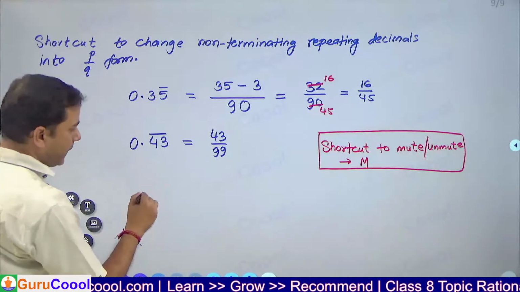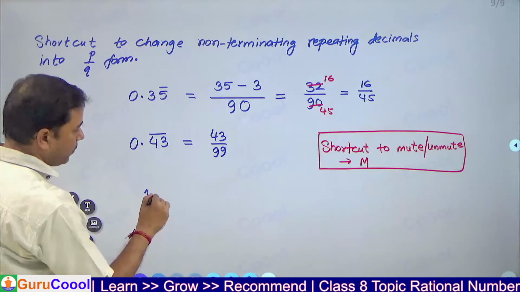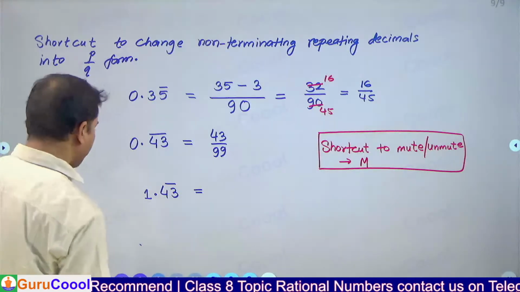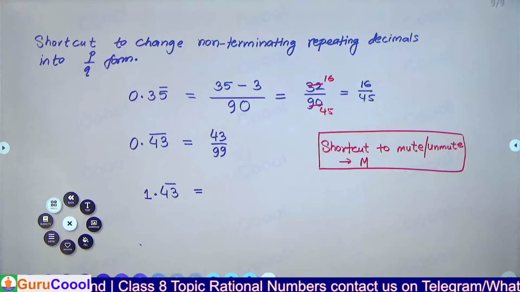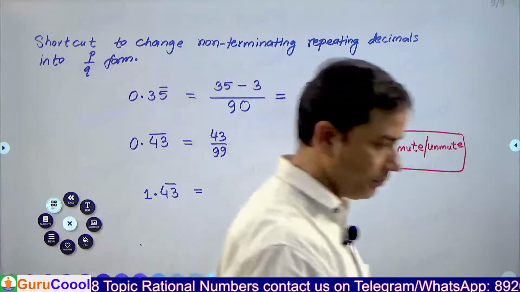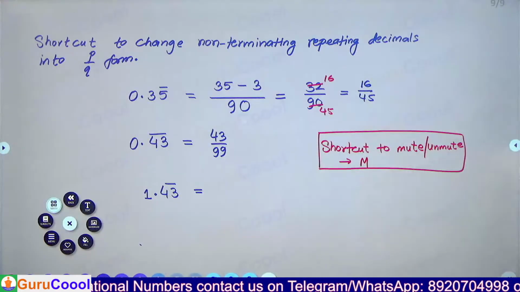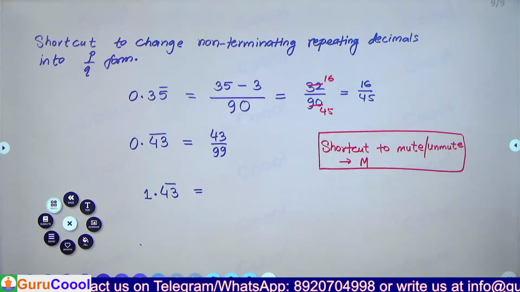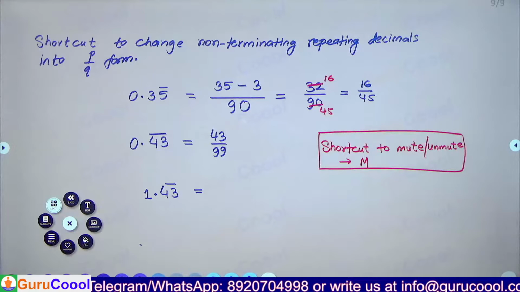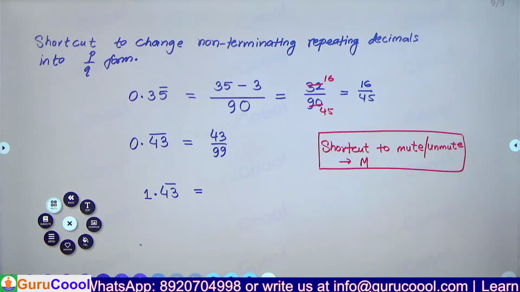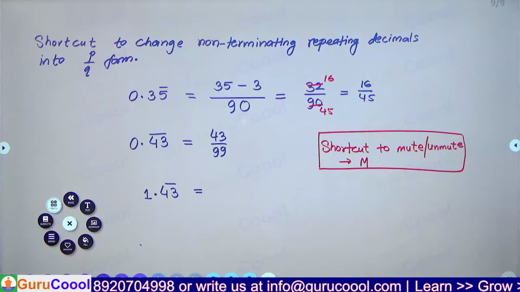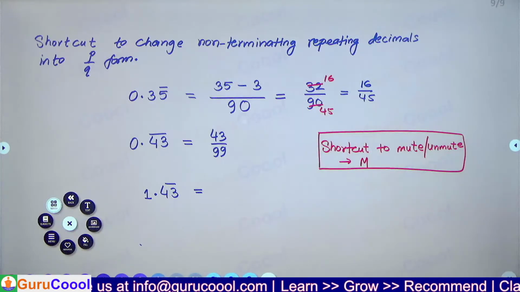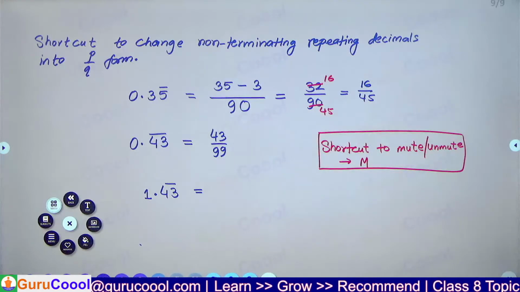Let's try one more. 1.43 with a bar sign. Try this. In this question, we can consider 1 as a number. Yes, you have to consider 1, 4, 3, everything.